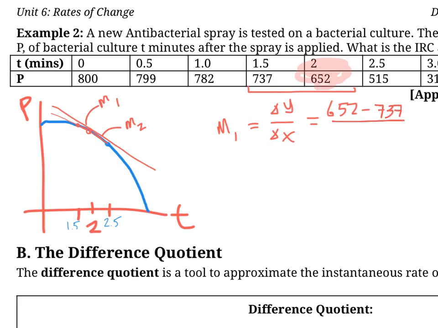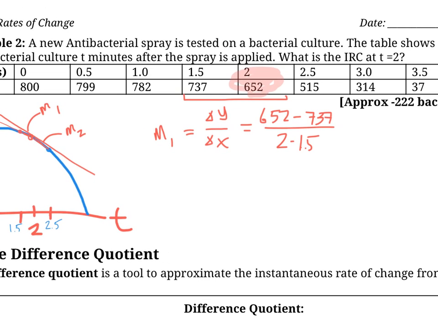Basically, we're using the average rate of change, so 652 minus 737 over 2 minus 1.5. And that gives us an M1, the slope of that little segment, of negative 170 bacteria per minute.